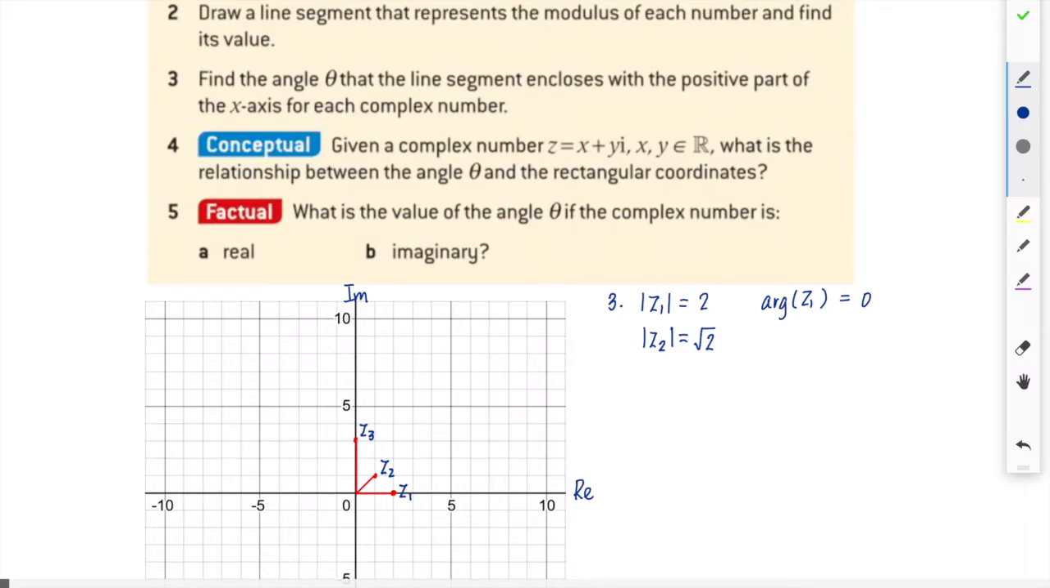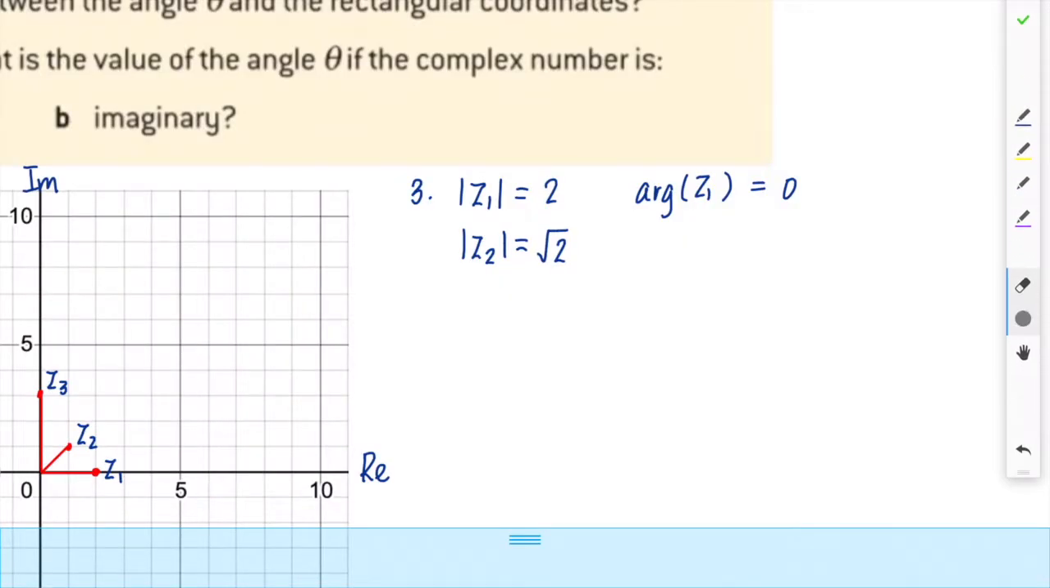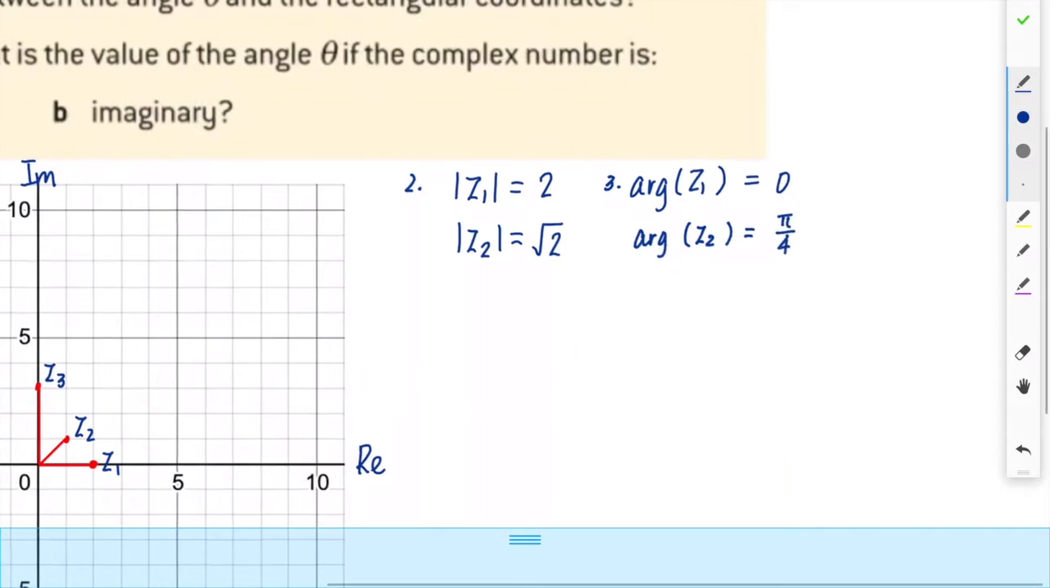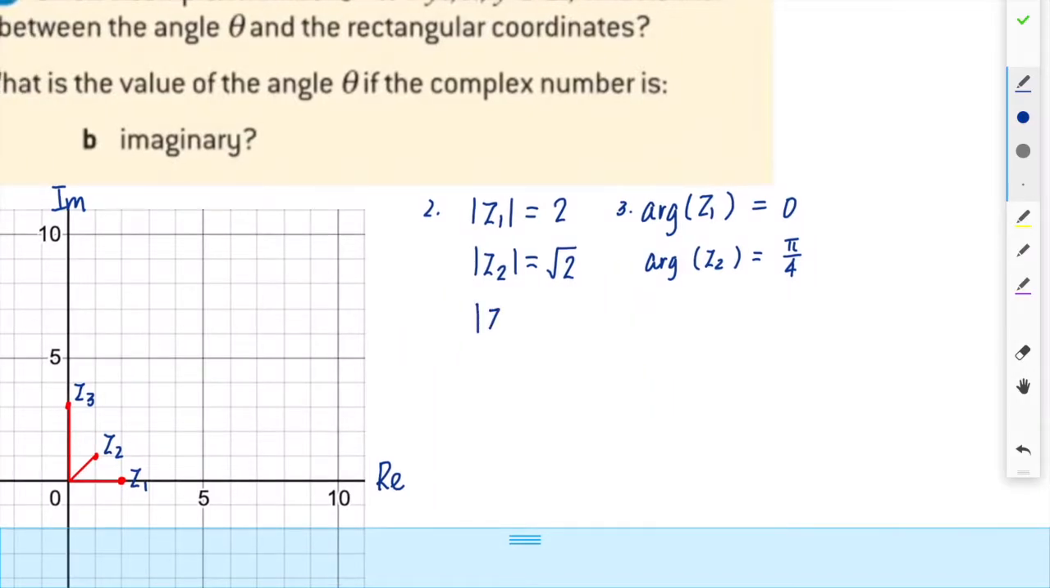And then for, this is number 2. And then number 3 is for angle. So let me label them properly. And then here, for the angle of Z2, well, 1, 1. This is an isosceles right triangle, so this must be pi over 4. For the third complex number, which is 3i, the magnitude, the modulus, is 3, and theta, or the argument of that number, is right on the y-axis, so we know that this is pi over 2 also.